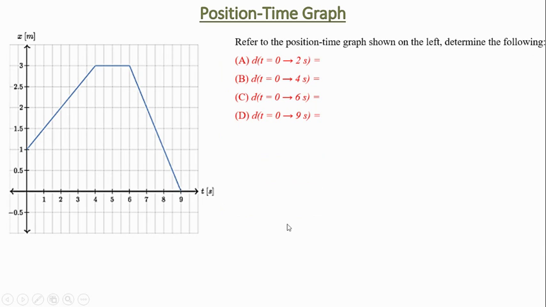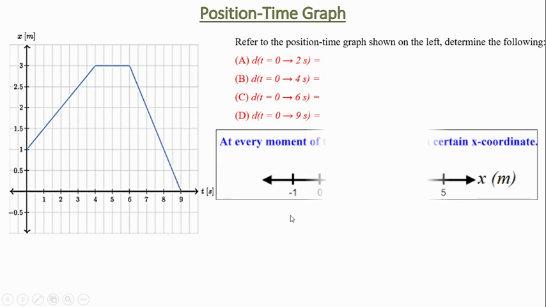Okay, so let's do the first four parts here: A, B, C, and D. Part A asks you to find the distance between 0 to 2 seconds. So you just have to learn how to read these position time graphs. On the vertical axis here, this is your position relative to time. The horizontal axis here is time, which is your independent variable.